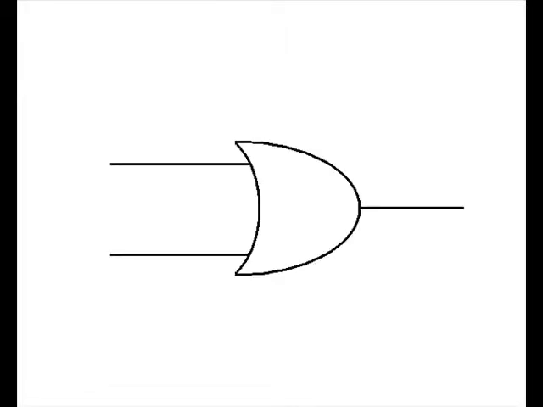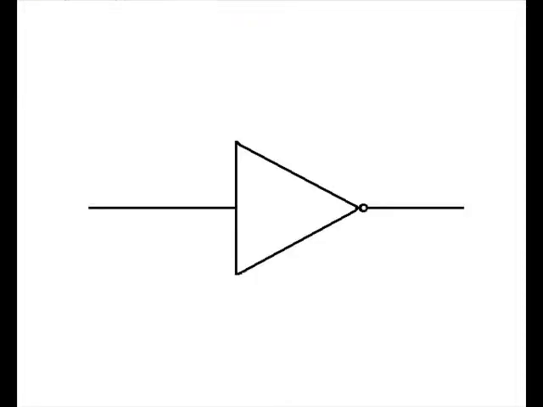Next, we have the OR gate. Now, an OR gate is very similar to an AND gate. However, it will give you a positive output as long as there's at least 1 positive input. For example, if you have all negative inputs on a 15 input OR gate and only 1 of them is a positive, then you will get a positive output.